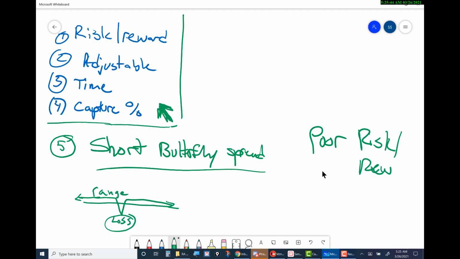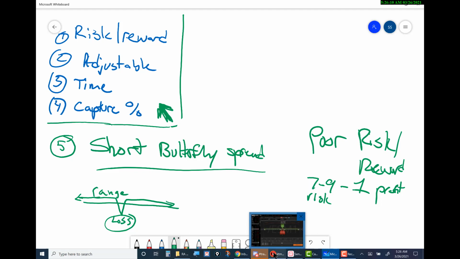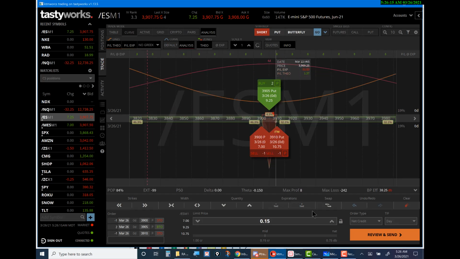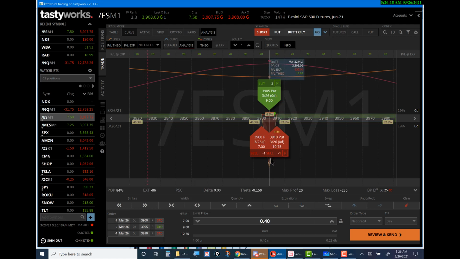It's not the best on its risk-reward ratio. Generally speaking, we are going to be risking something like $7 to $9 for every $1 of profit potential. Okay, so there's our risk, there's our potential reward. But remember that valley of death, that risk, if you will, that we are taking is a very narrow area of risk.